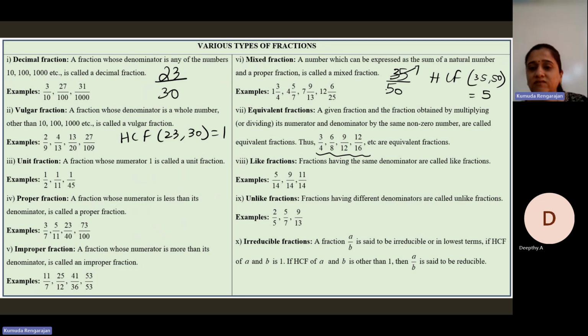So 5 7s are 35, 5 10s are 50. So 7 by 10. So 35 by 50 was in the reducible form. Now we found the HCF 5 and we simplified it. And now the irreducible form is 7 by 10. Irreducible means now you cannot reduce it further. It's in the simplest form, or we say it is in the lowest terms. Simplest form, irreducible form, lowest terms, all these mean the same.